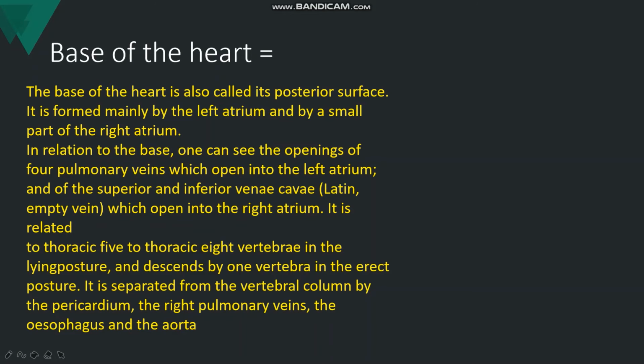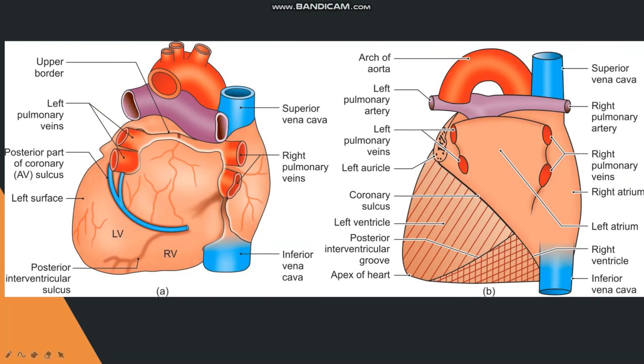and the aorta. So this is the structure we will now discuss: right atrium, left atrium, right ventricle, inferior vena cava, superior vena cava, right pulmonary artery, left pulmonary artery, arch of aorta, left pulmonary veins, left auricle, coronary sulcus, left ventricle, posterior interventricular groove, apex of the heart.